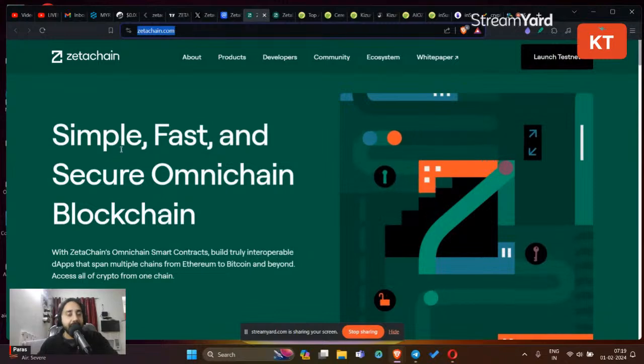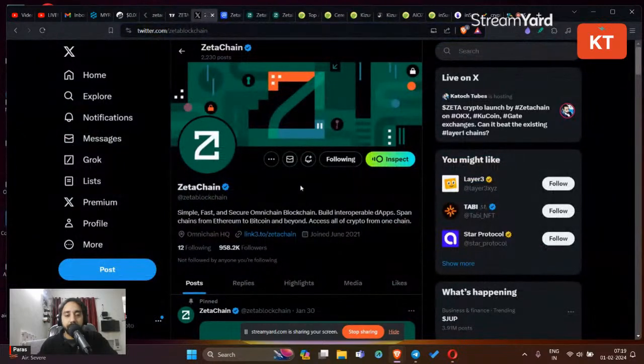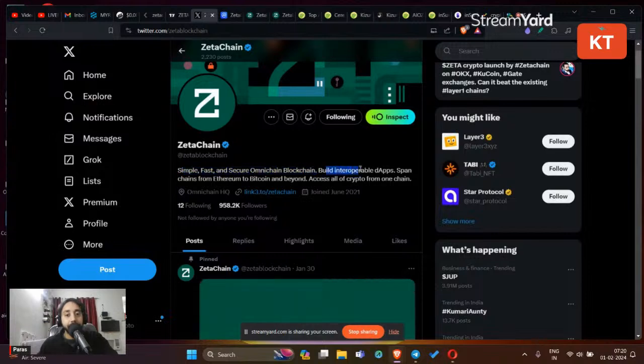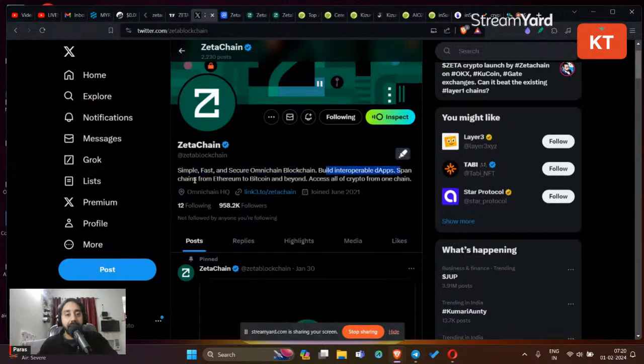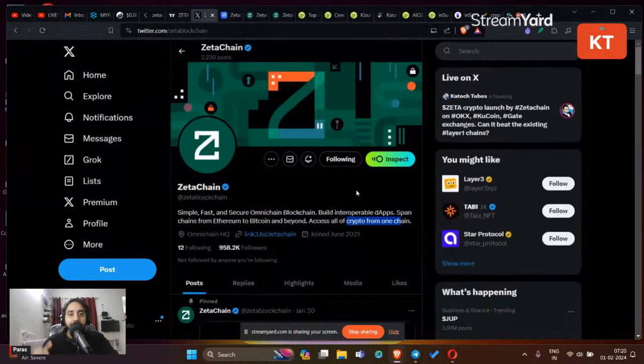If we look at the Twitter handle first, let me check out the social handles. You can see Zeta chain, a simple, fast and secure omni-chain blockchain to build interoperable apps that span chains, from Ethereum to Bitcoin and beyond. Access all crypto from one chain. So in short, this is the chain that you need to communicate with any other chain out there.